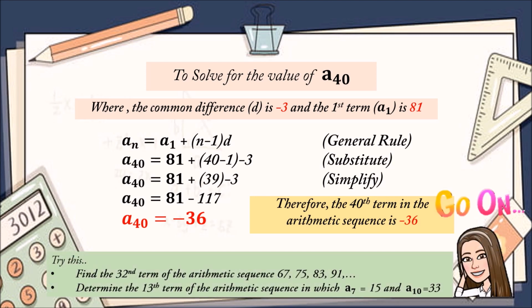Try this problem. Find the 32nd term of the arithmetic sequence 67, 75, 83, 91, and so on and so forth. Second, determine the 30th term of the arithmetic sequence in which a sub 7 is equal to 15 and a sub 10 is equal to 33.